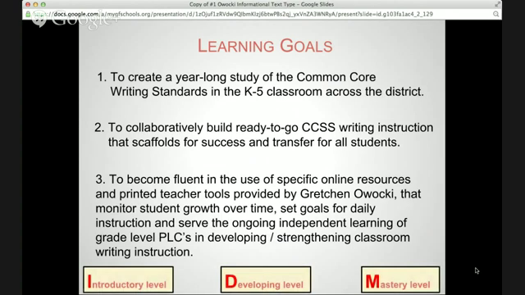that are going to help you to monitor your kids' growth, to set goals, and to basically strengthen your PLC's focus on writing instruction. So, with any kind of curriculum, it always begins with a focus on introducing the concepts. And then as you work with that, eventually you move into development where you start applying your learning. But the mastery level takes a while to get to.